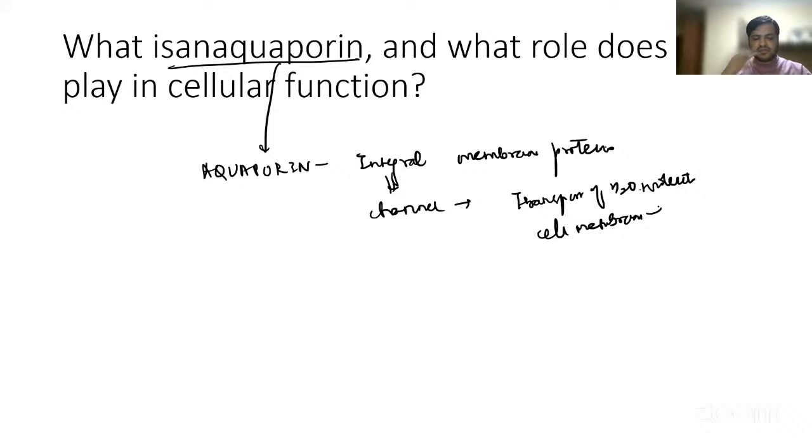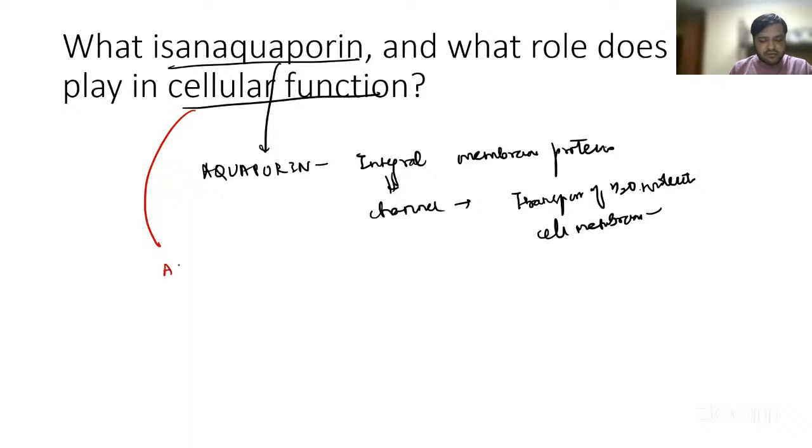So, if we talk about the structure, it is basically composed of 6 transmembrane alpha helices, right? So it forms a pore channel in which water molecules can pass. So we have various aquaporins. Now, depending on the function, guys, we have various types of aquaporin.